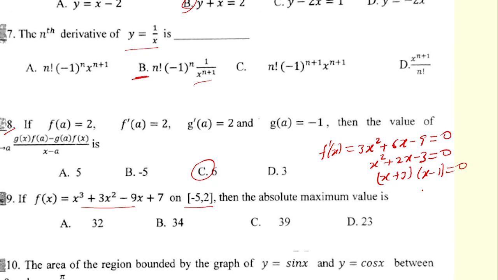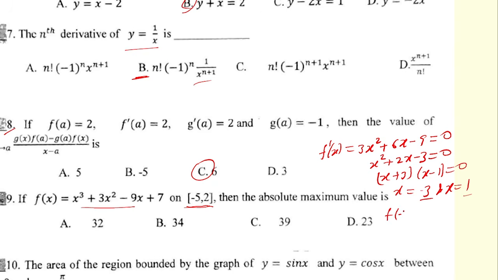For the product to be 0, one of the two factors should be 0. So x is equal to minus 3 and x is equal to 1. Now we have two critical numbers and you have to check whether they belong to the interval or not. Both belong to the interval. Therefore, you have to find the functional value for each critical number.